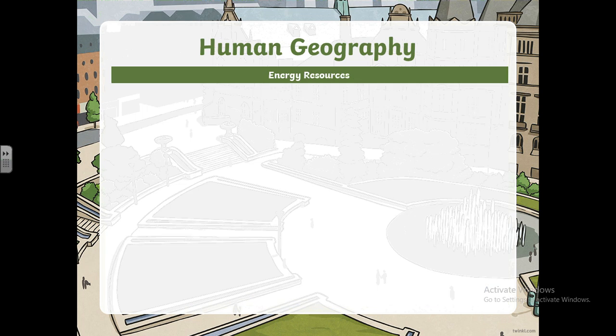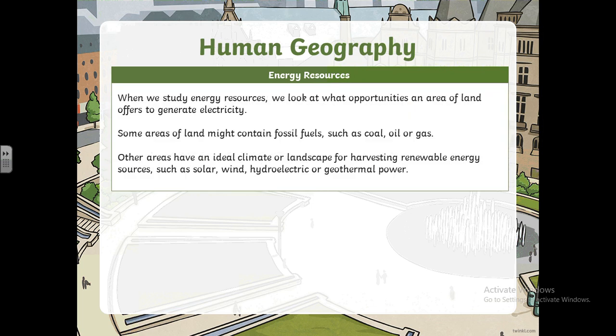And another form of human geography is energy resources, so how we can get our light and our fuel. When we study energy resources, we look at what opportunities an area of land offers to generate electricity. Some areas of land might contain what we call fossil fuels, which are coal, oil or gas. Other areas have an ideal climate or landscape for harvesting renewable energy sources, such as solar, which is when you get energy from the sun.